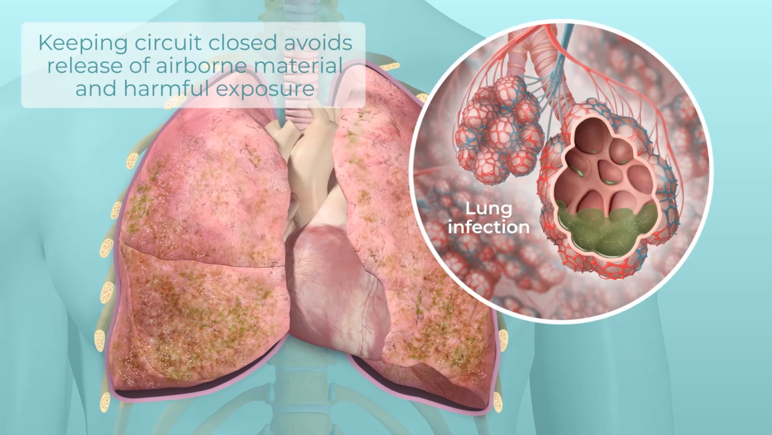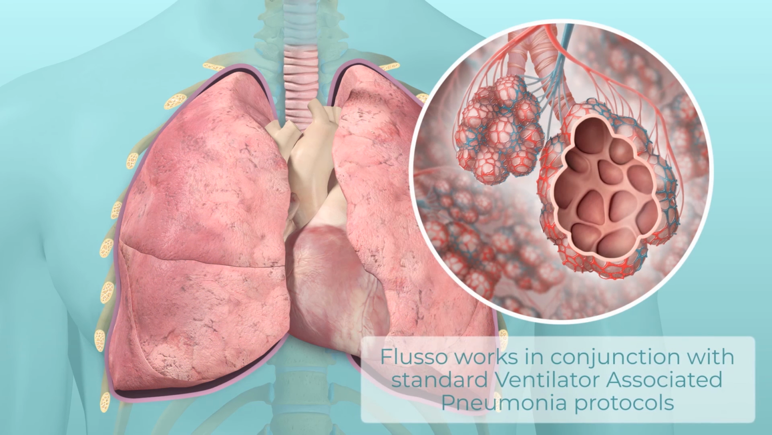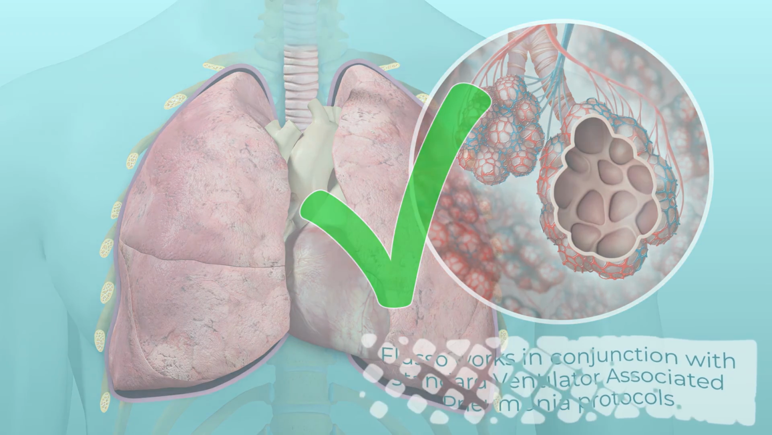Minimizing circuit disconnections reduces exposure of potential contaminants from entering the interior pathway of the patient ventilator circuit. Also, by maintaining a closed circuit, Fluso works in conjunction with standard ventilator-associated pneumonia protocols.